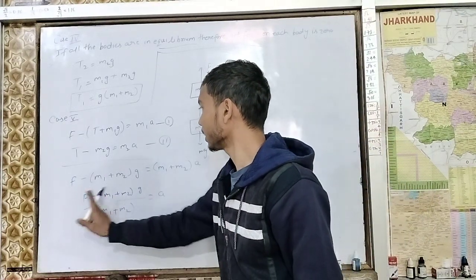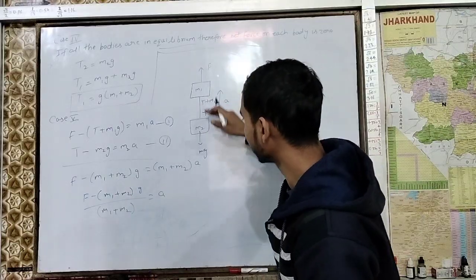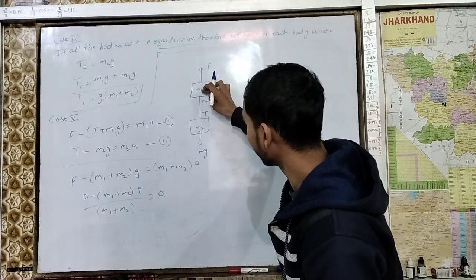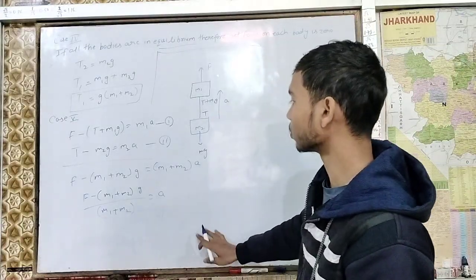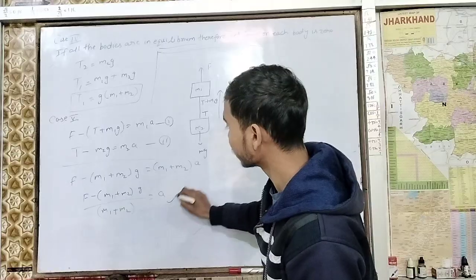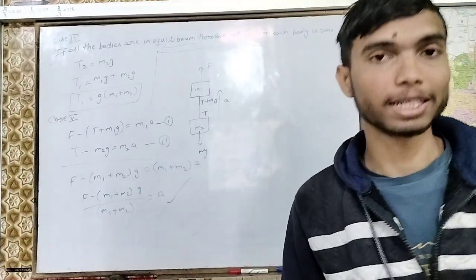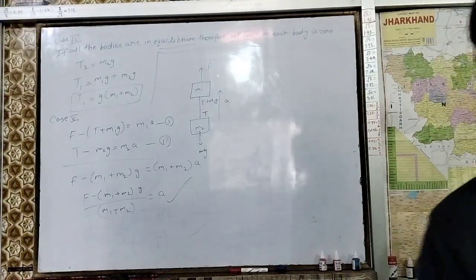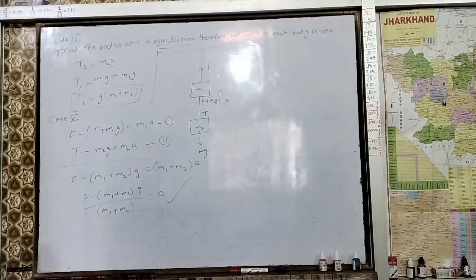F minus mg. So m is what? m1 plus m2 into g, upon total mass. So total mass m1 plus m2 is equal to acceleration. This is equation 4. This equation is for where acceleration is not 0. Then this equation applies: there are two bodies, and the two bodies are moving with some acceleration. Bodies are moving, so this equation we will use.